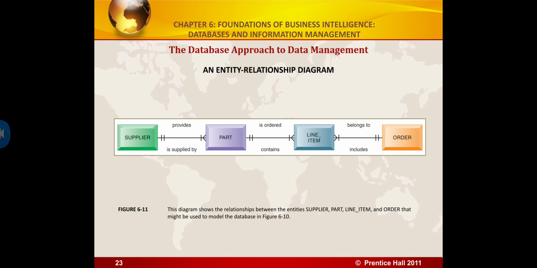On our figure, this shows that one order can contain many line items. That means that a part can be ordered many times and appear many times as a line item in a single order. Each part can have only one supplier, but many parts can be provided by the same supplier.